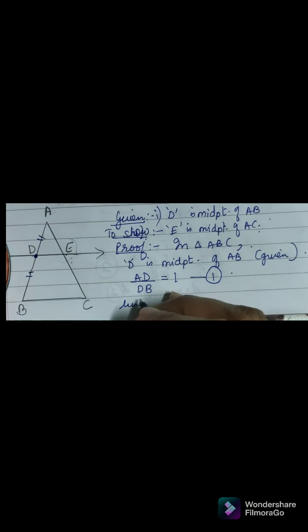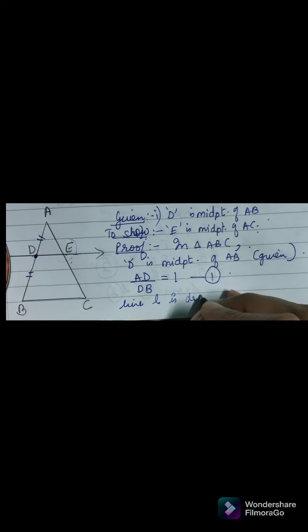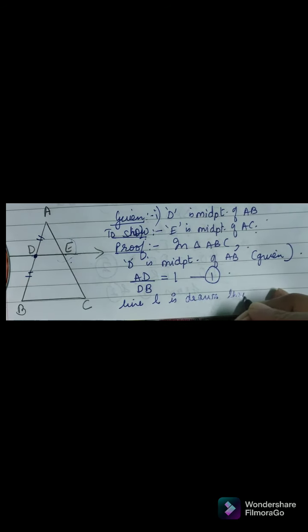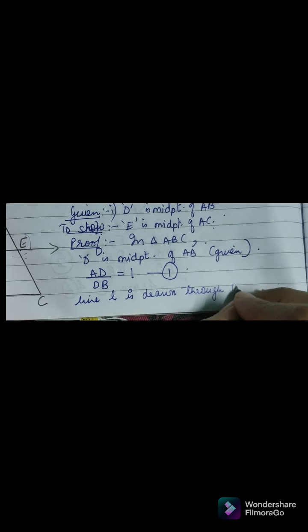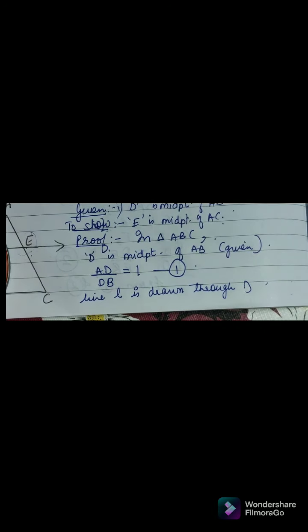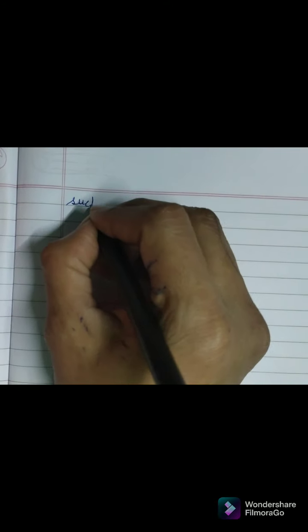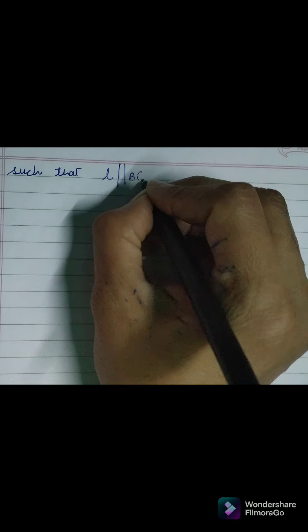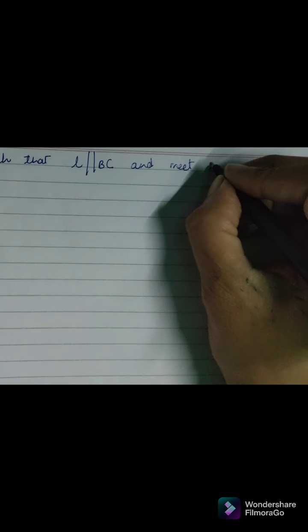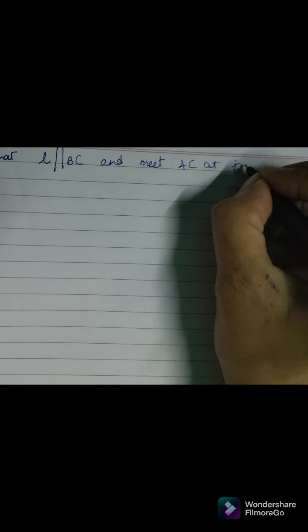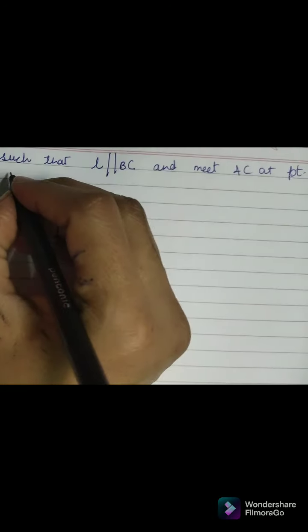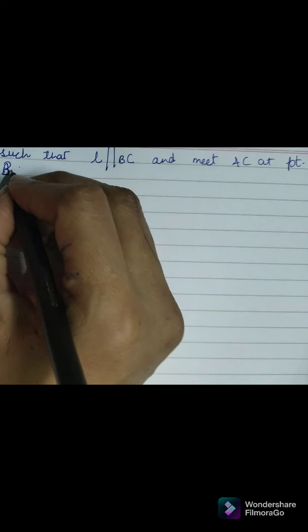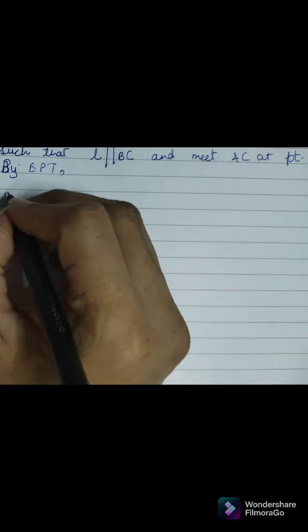So I can say line L is drawn through D such that L is parallel to BC and meets AC at point E. So now if I apply BPT, what will I get?